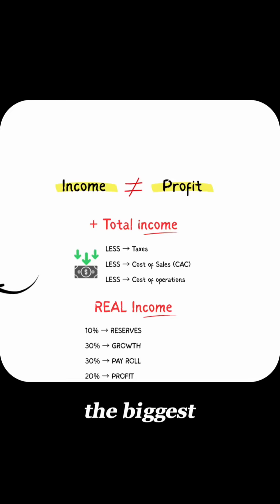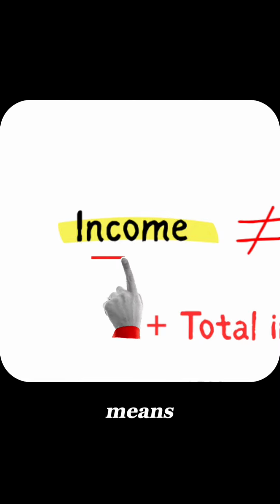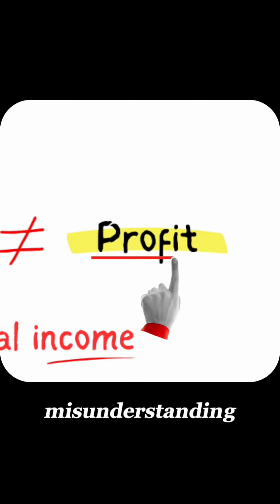So let me cover the biggest misunderstanding that I see business owners have regarding their money. The income comes as a flow. The money coming to the business comes as a flow. But that doesn't mean that income is the same as profit. And that's the biggest misunderstanding that they have.